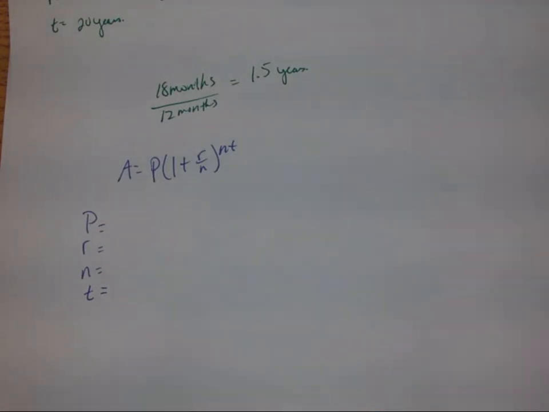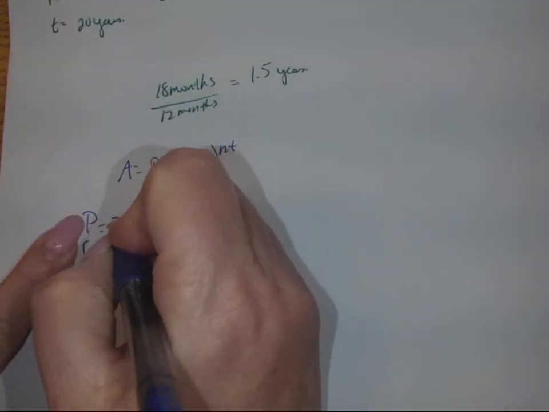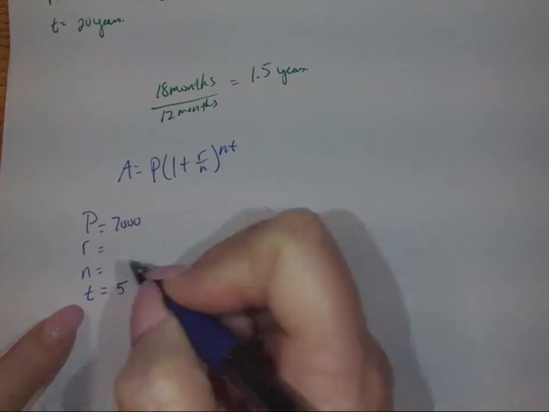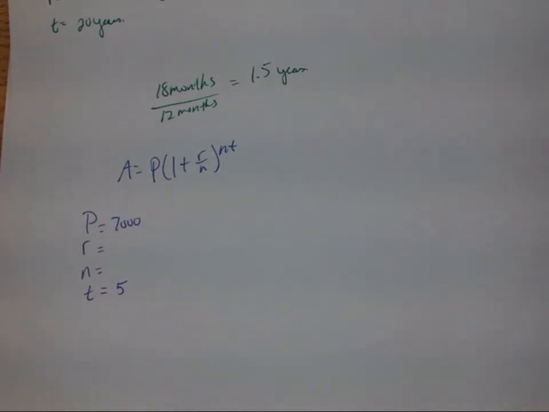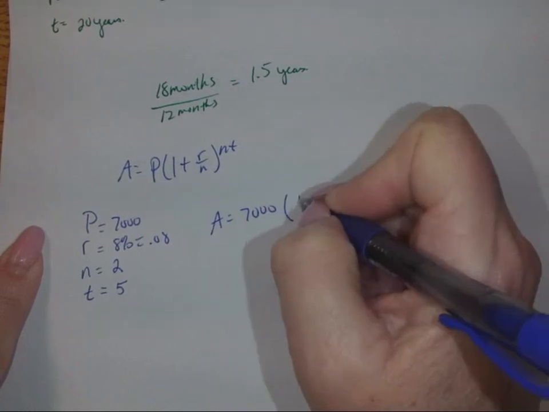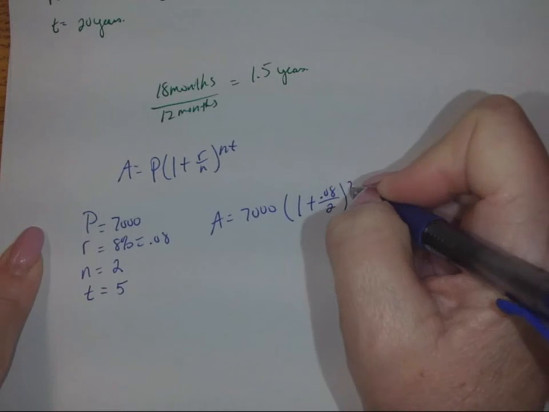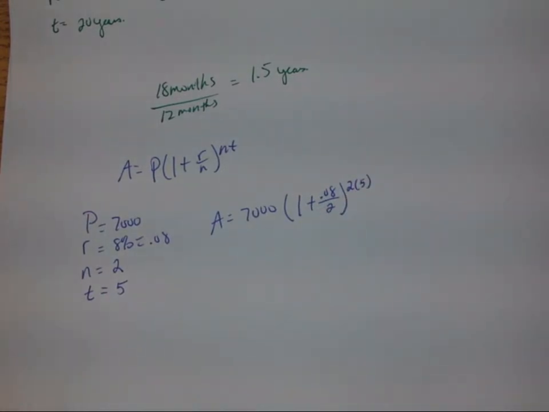In our problem, we were told it's $7,000 for 5 years. So $7,000 is how much we put in, 5 years is our T, at an interest rate of 8%, which becomes 0.08. And the first one is semi-annually. That makes our N equal to 2. So we're going to have A is equal to 7,000 times 1 plus 0.08 divided by 2 raised to the 2 times 5.